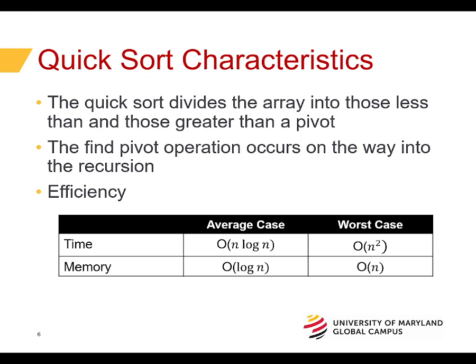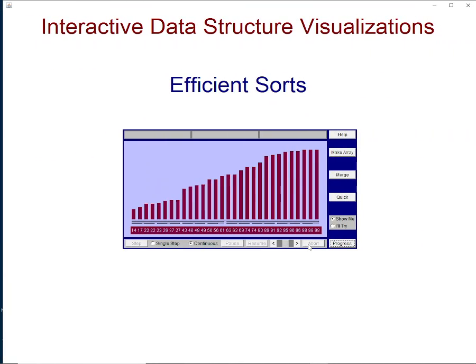Let's summarize the general characteristics of this sort. We observed that it divides the array into those less and those greater than the pivot value, which in our implementation is the first value of the subarray. Because the call to find pivot comes before both recursive calls, that operation occurs on the way into the recursion. So let's watch an animation of this sort.